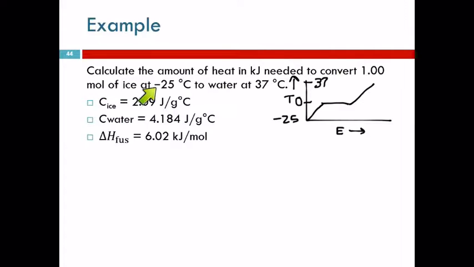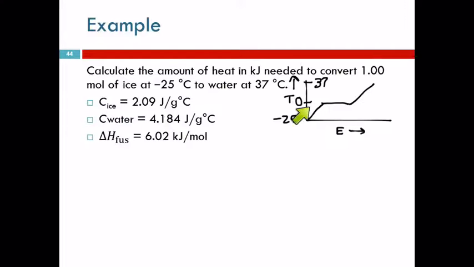We're starting with ice at minus 25 degrees Celsius, and we're heating it up until it's water at 37. Water is the liquid form. So we have a state change in there, and we have temperature change. So there's actually 3 different calculations that we need to do, one for each line segment: warming up of the solid, melting the solid, and then warming the liquid. Let's do them in order just for fun.